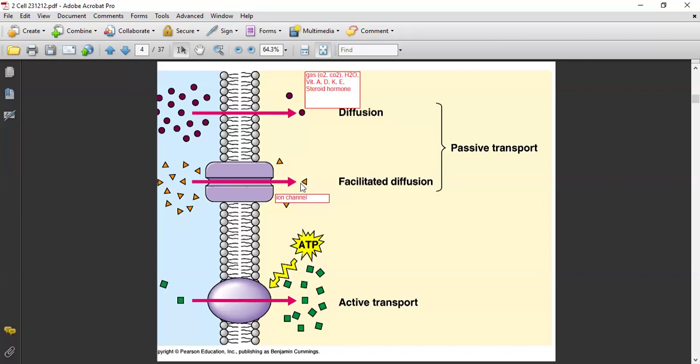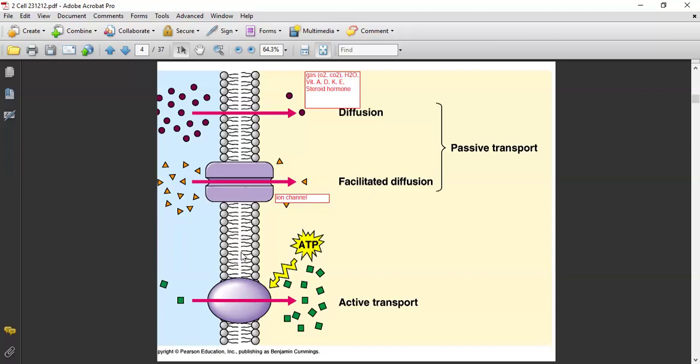So the difference between these and these is that this diffusion allows lipid soluble stuff to diffuse across, while this one allows water soluble stuff to diffuse across. Because this is still diffusion, the net effect will be from high concentration to low concentration. With this diffusion, we call it facilitated diffusion because we need an ion channel or a transporter to allow it to diffuse across. So that's that.